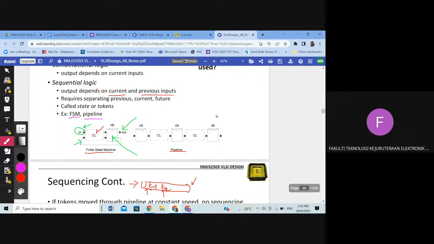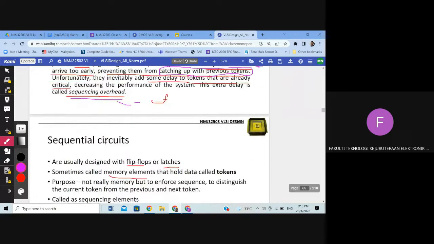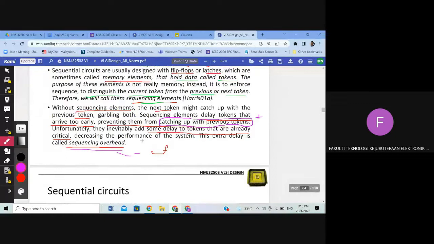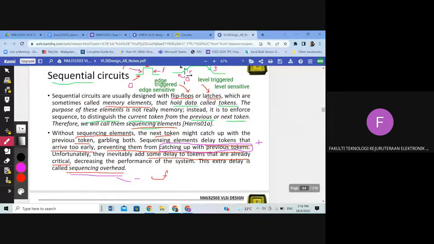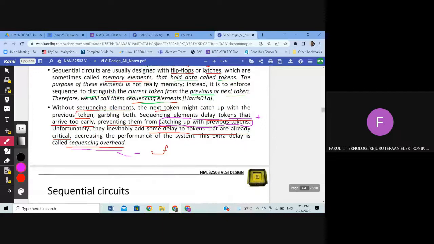So on the definition of the sequencing element, and to understand what a flip-flop and a latch are and how they differ, and then what the advantage of having a sequencing element is, and also the limitation of having a sequencing element, and then the trade-off between the two, as I mentioned just now. All right, so very important.